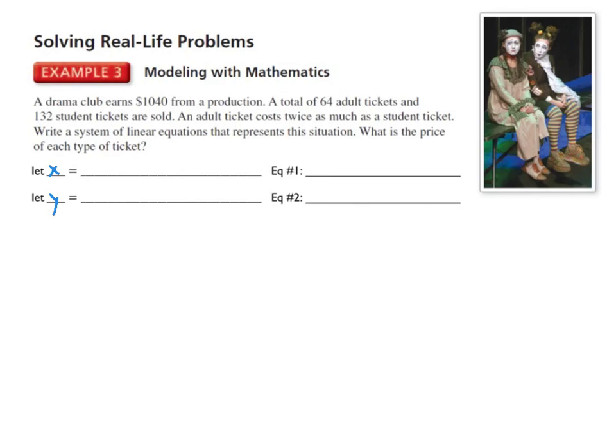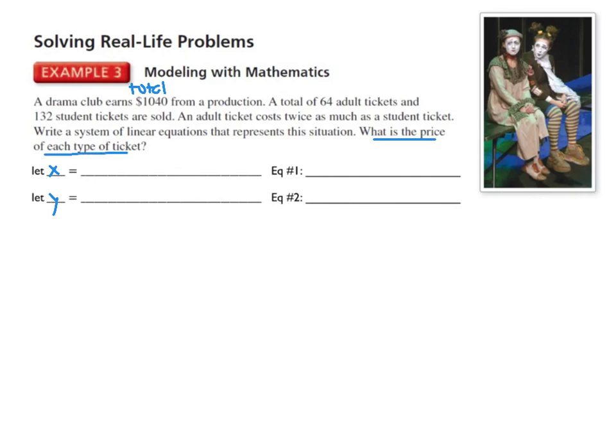Well, we have a drama club that earns $1,040 from a production. That's a total. A total of 64 adult tickets and 132 student tickets are sold. An adult ticket costs twice as much as a student ticket. I want to find out what is the price of each type of ticket.